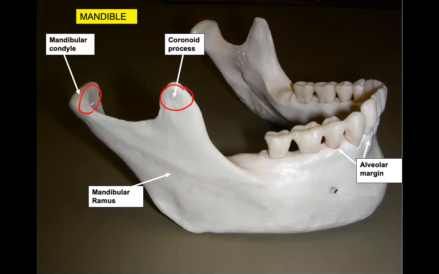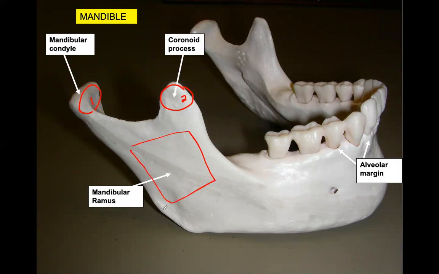So in this picture, here is 1 where it's fitting into the skull, and here is your number 2. So this one that actually fits into your skull is called the mandibular condyle, and the more anterior one is called the coronoid process. You also have these extensions on this side of the mandible called the mandibular ramus.